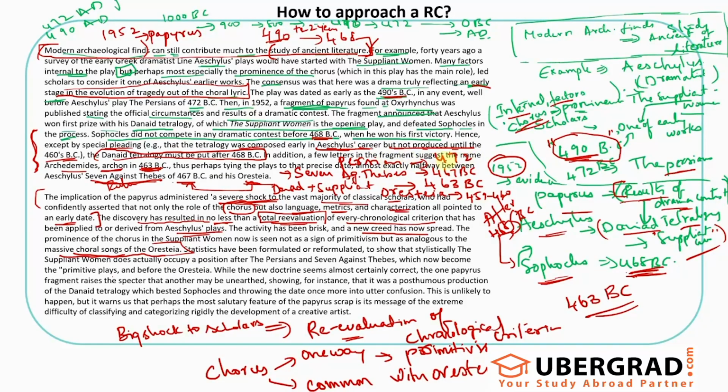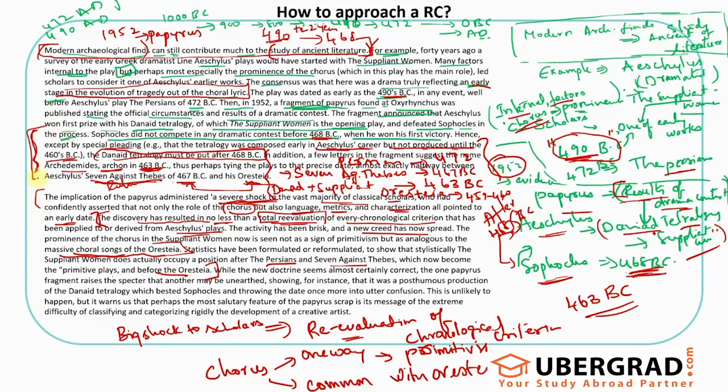So 472 BC, Persians; Seven Against Thebes is 467; Danaid tetralogy is 463; and Oresteia is 459, 460 something approximately. So now people have started to use some statistics to reformulate. The Suppliant Women does actually occupy a position after the Persians and Seven, right? They are after these two, which now become the primitive place, and before the Oresteia. So that's the position they have taken. All of these are basically the implications of finding this particular order.